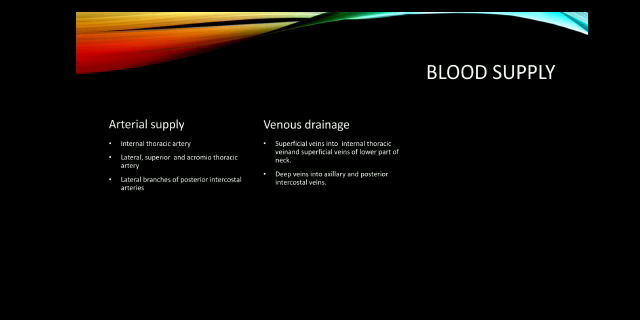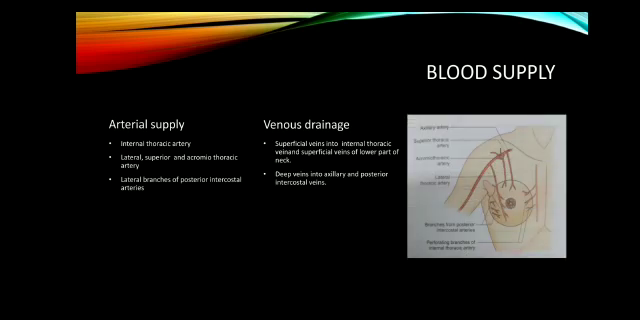Moving on to the blood supply. The arterial supply is mainly through the internal thoracic artery, lateral thoracic and acromiothoracic arteries, and lateral branches of the posterior intercostal arteries. The venous drainage is through the superficial veins which drain into the internal thoracic vein and superficial veins of the lower part of the neck, and also through the deep veins which drain into the axillary and posterior intercostal veins.